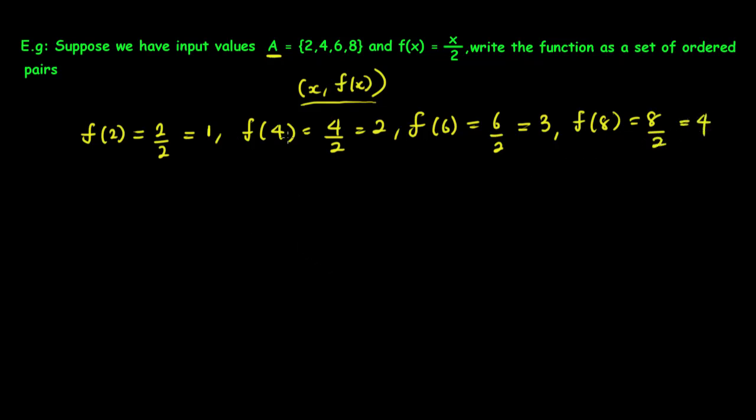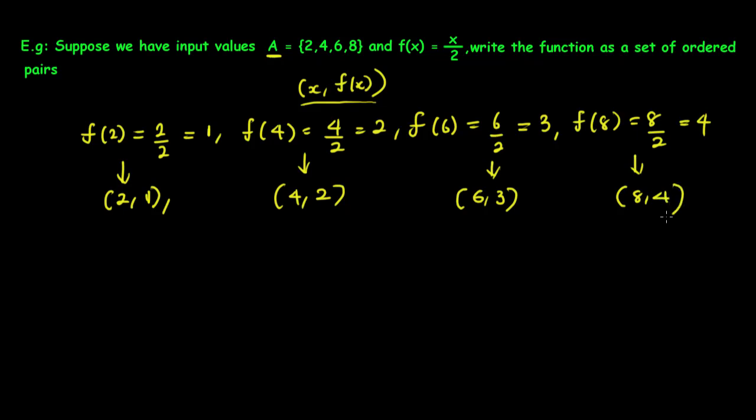So we just need to pair this. So we have that 2 gave 1, so this is going to be 2 comma 1. 4 gave 2, so this is going to be 4 comma 2. 6 produced 3, so this is going to be 6 comma 3. And finally 8 produced 4, so this is going to be 8 comma 4.